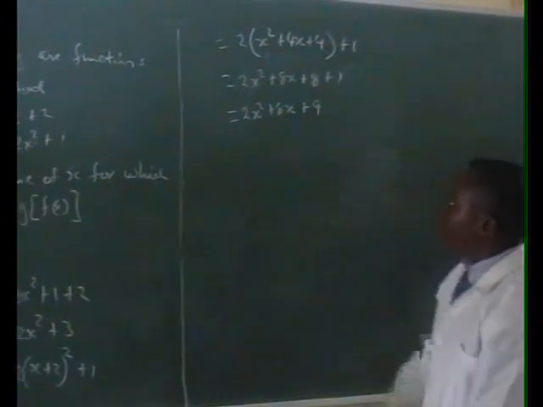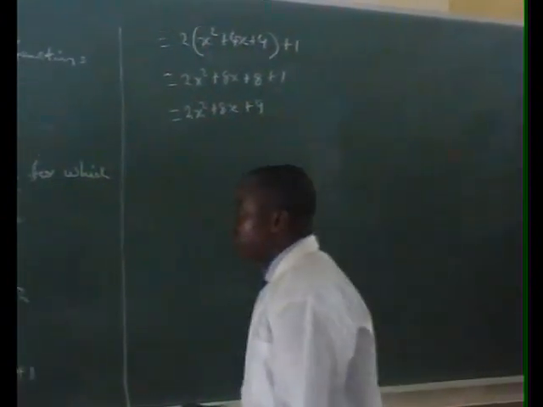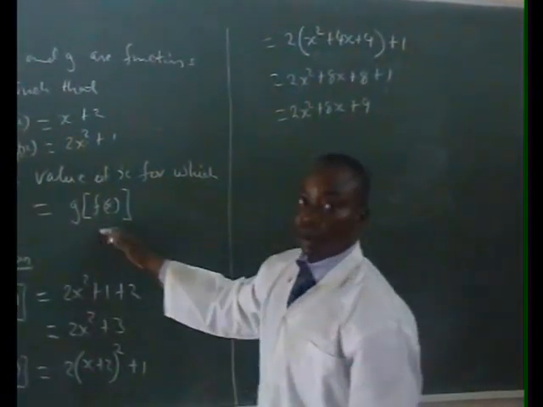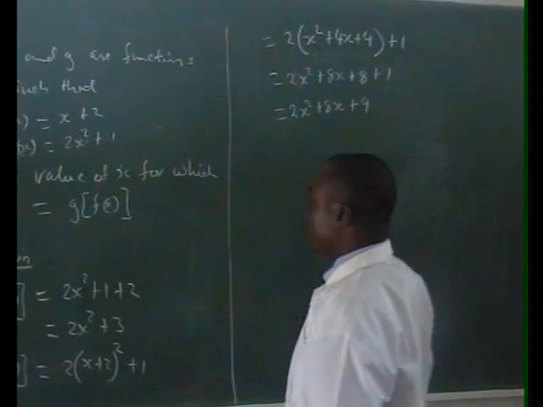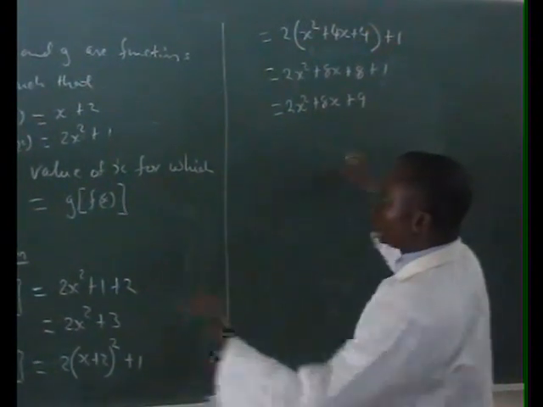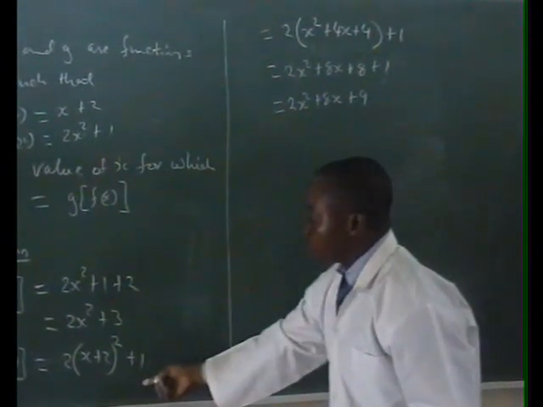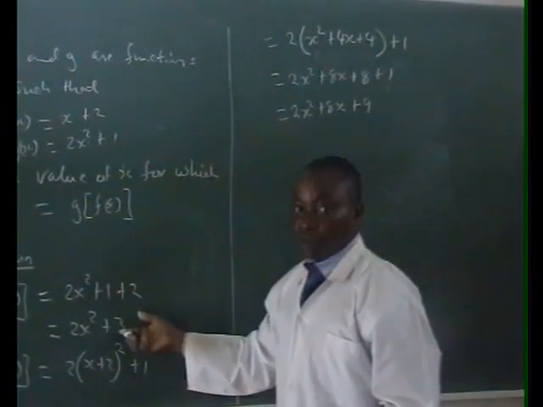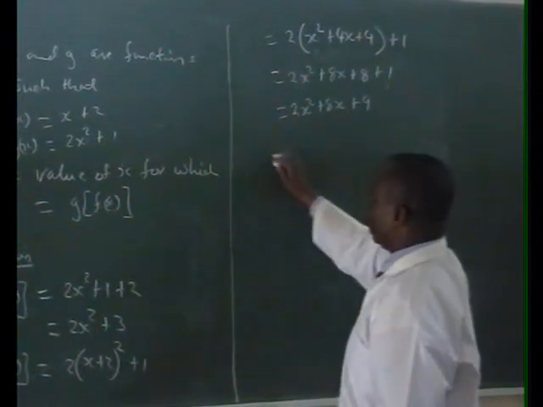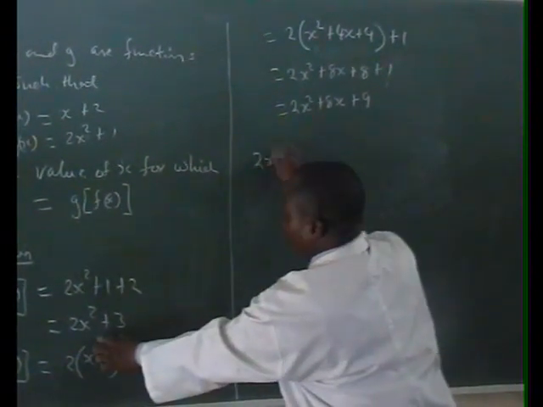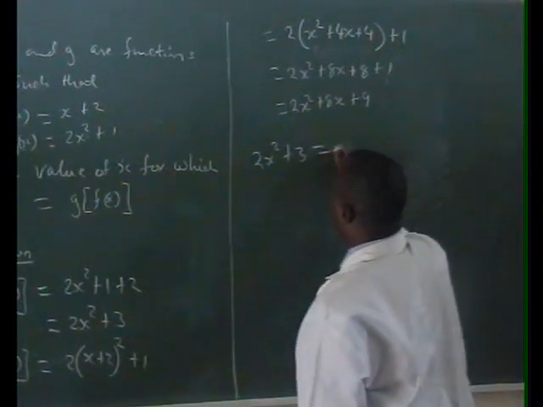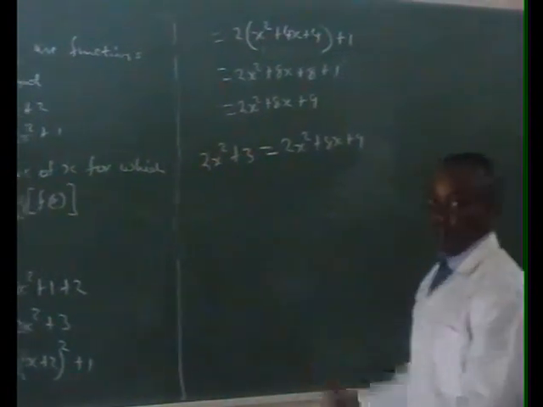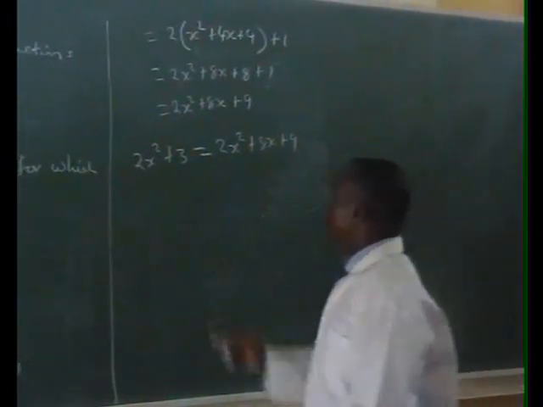So this is 9. Now the question is, which value of x will make f composite g equal to g composite f? Alright. So for us to get the value, we are going to equate g composite f, and we also equate f composite g. That is 2x squared plus 3 will be equal to 2x squared plus 8x plus 9. These two. And we will do that by collecting like terms.